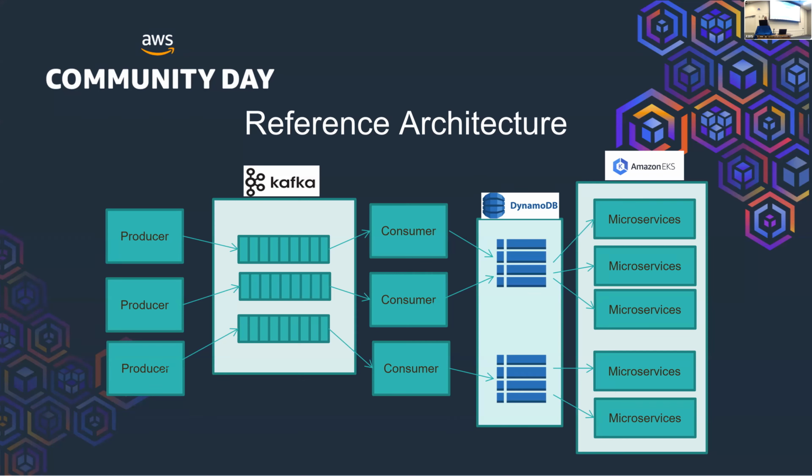So there were multiple producers, which are different order sources, and they publish messages to a Kafka topic. Then there are different consumers that consume the messages from these topics and store them in DynamoDB. And then we had different microservices accessing this DynamoDB and publishing APIs, which are then used by the front end.